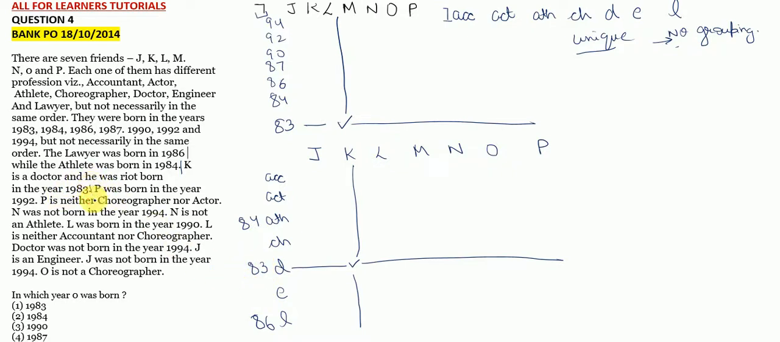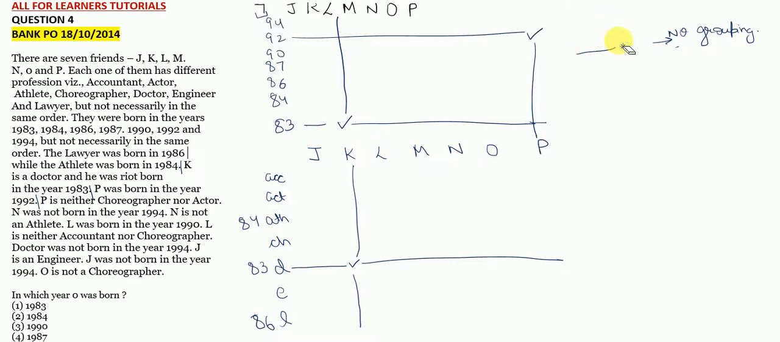P was born in the year 1992. If P is born in 1992, that means P is not an athlete because the athlete is born in 84. And P is clearly not the lawyer also because he is born in 86. Now, P is neither choreographer nor actor.